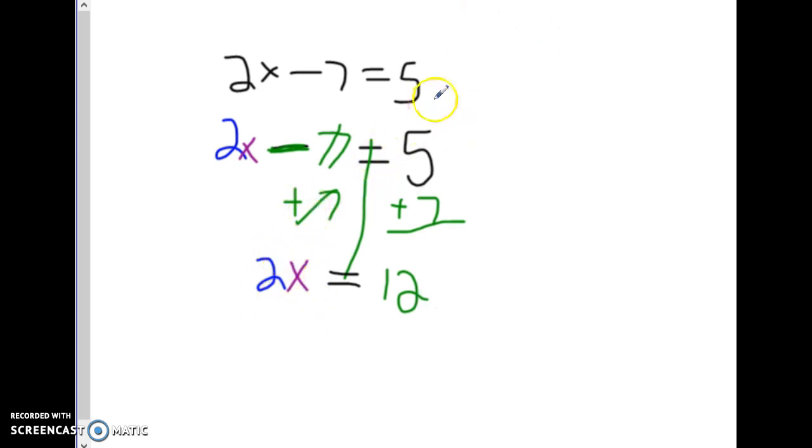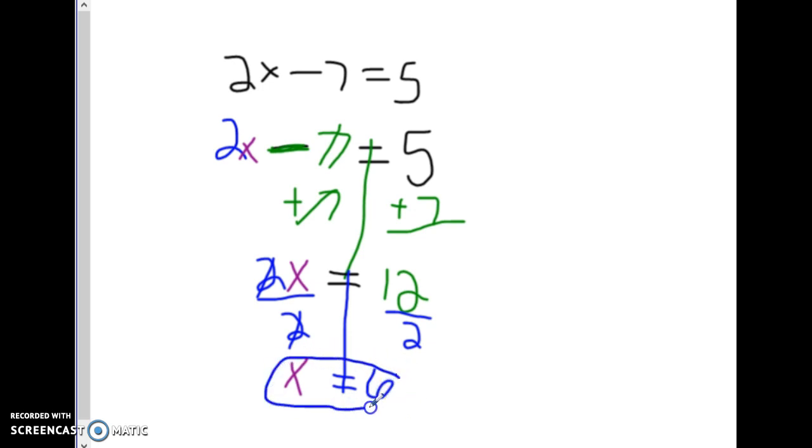No, not yet. We still have that 2. And as we said before, the 2 is being multiplied to the x. So in order to get rid of that 2 and get x to be by itself, we're going to divide the 2. 2 divided by 2 is just 1, so it cancels out. Whatever we do on one side of the equal sign, we have to do on the other. So 2 divided by 2 cancels out. We're left with x. And 12 divided by 2 is just 6. So our answer is x equals 6.